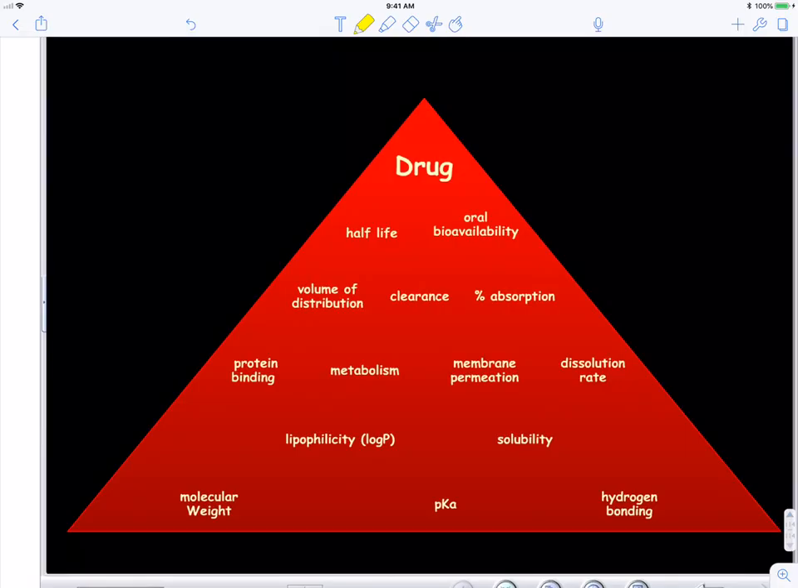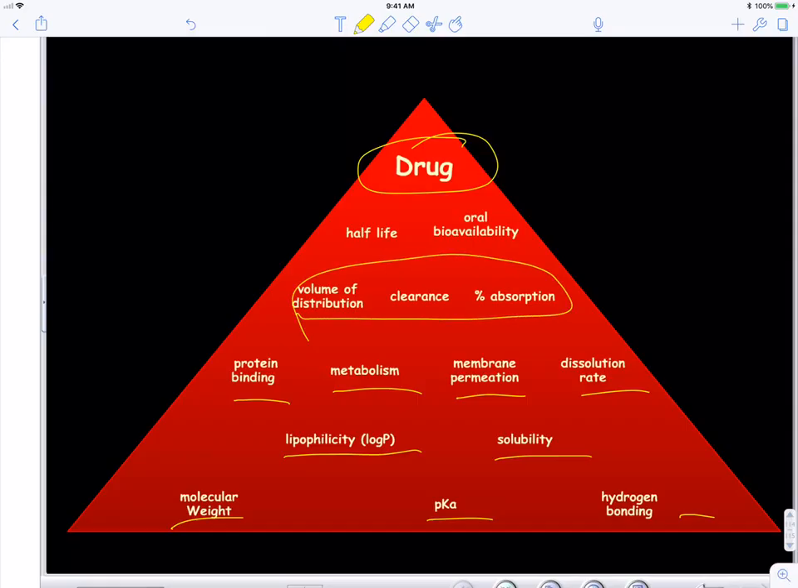So in conclusion, we can see that many factors lead to developing a viable drug. Some of the things we need to consider are, again, molecular weight, pKa, hydrogen bonding property, lipophilicity, solubility, how they bind to plasma protein, the metabolism, membrane permeation, and the rate by which it's dissolved. And then these other pharmacokinetic parameters that together make up the half-life and the oral availability of the drug.